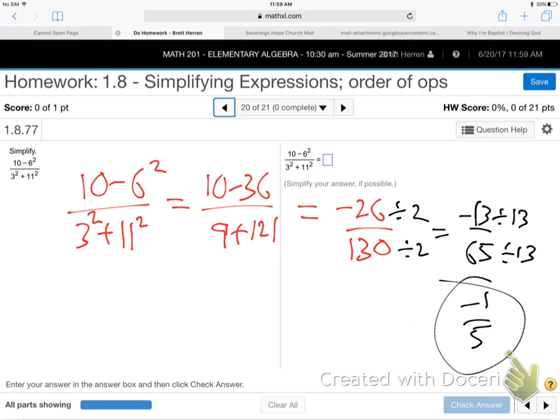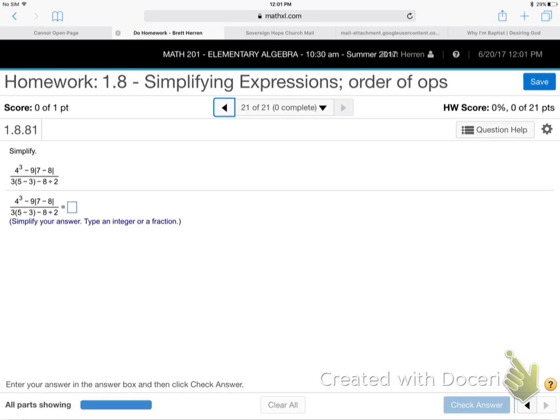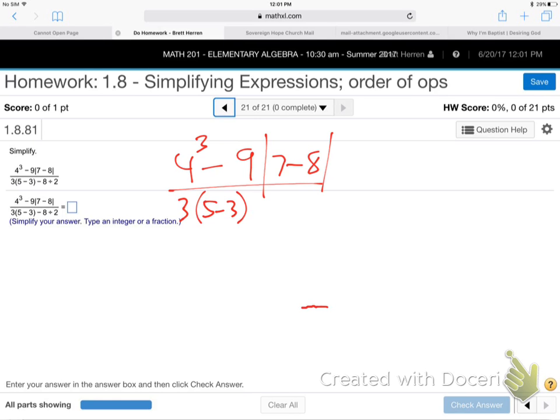Okay, so, and then the next one. Absolute values make negatives positives, huh? Yeah. So let's do this one and we'll break. So 4 to the third minus 9, absolute value, 7 minus 8 over 3 parentheses 5 minus 3 minus 8 plus 2. Okay. Try that one.